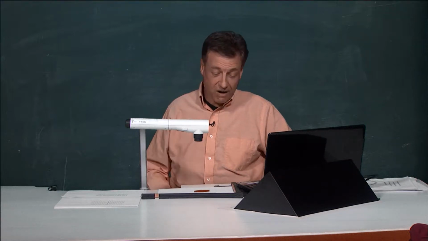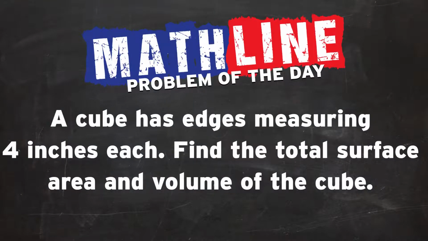And let's go see our problem of the day. A cube has edges measuring 4 inches each. We're going to find the total surface area and the volume of the cube. So two things we're looking for here. We know the cube has edges measuring 4. That's it. That's all they're telling us.